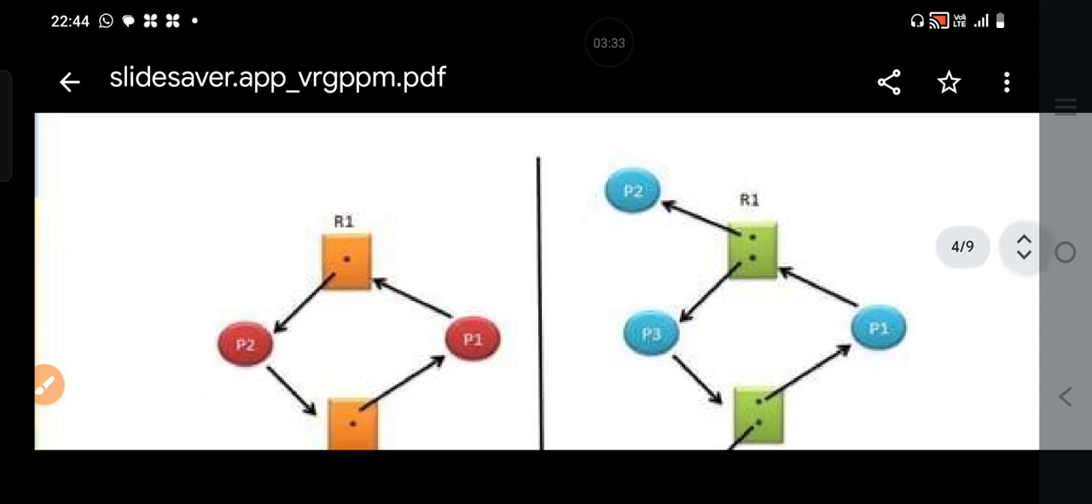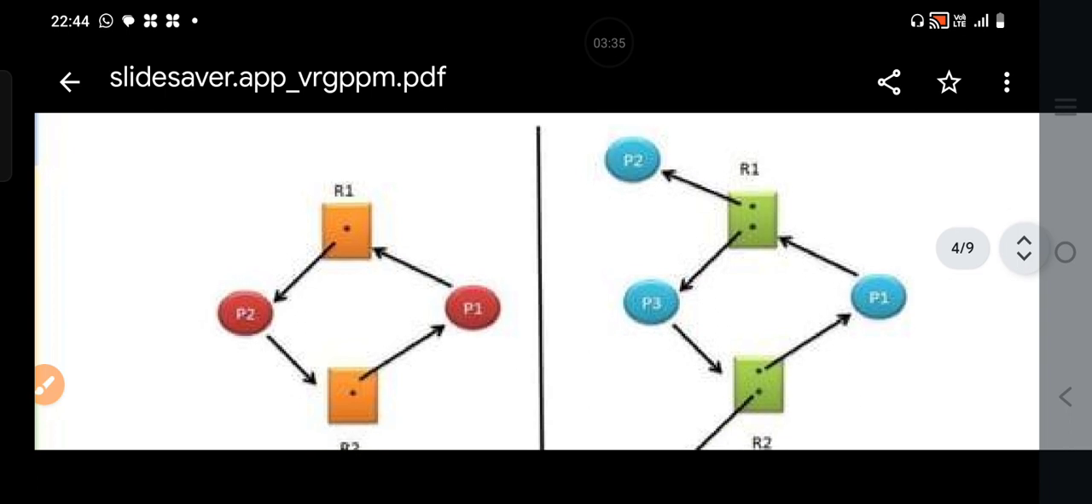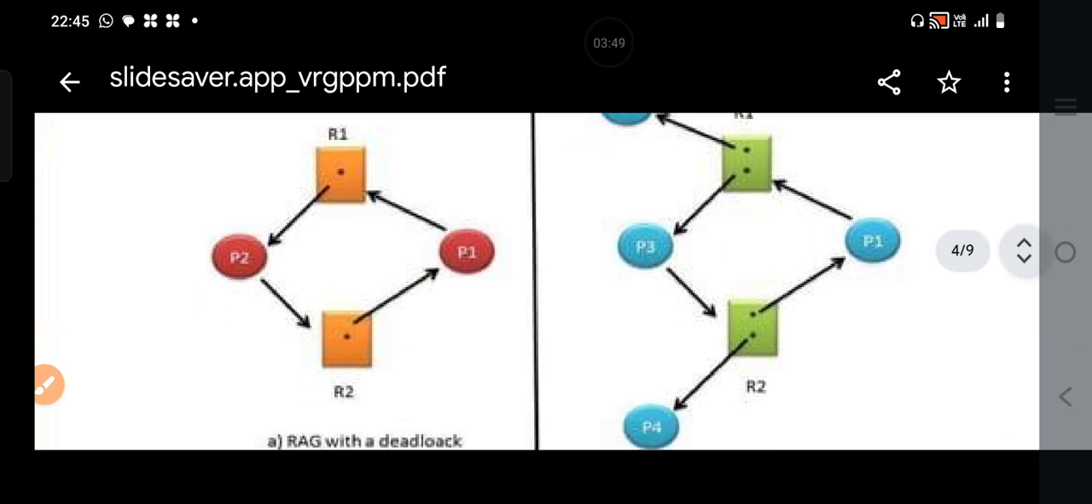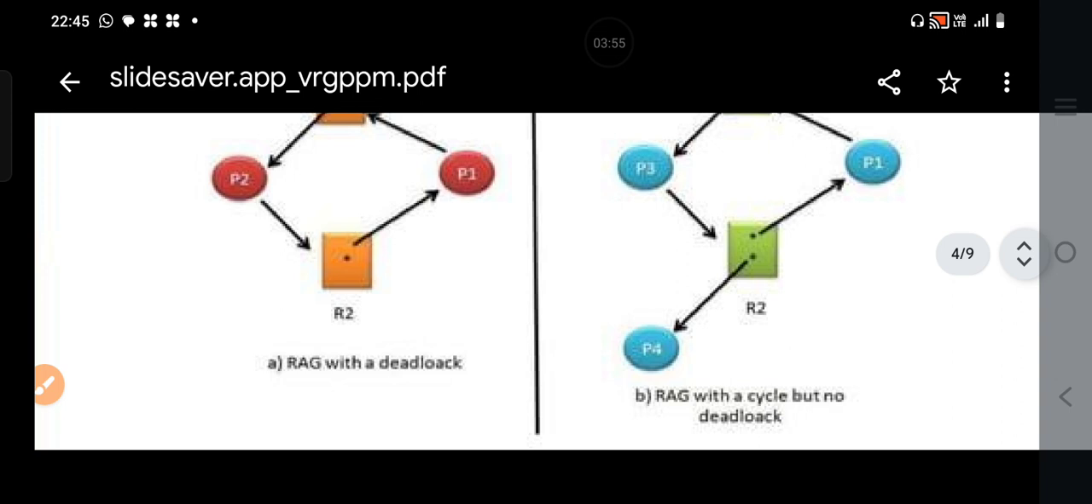Mutual exclusion means the resource is not shareable, so only one process can use the resource at a time. And then hold and wait means a process is holding at least one resource and waiting for some other resource in order to execute its process.